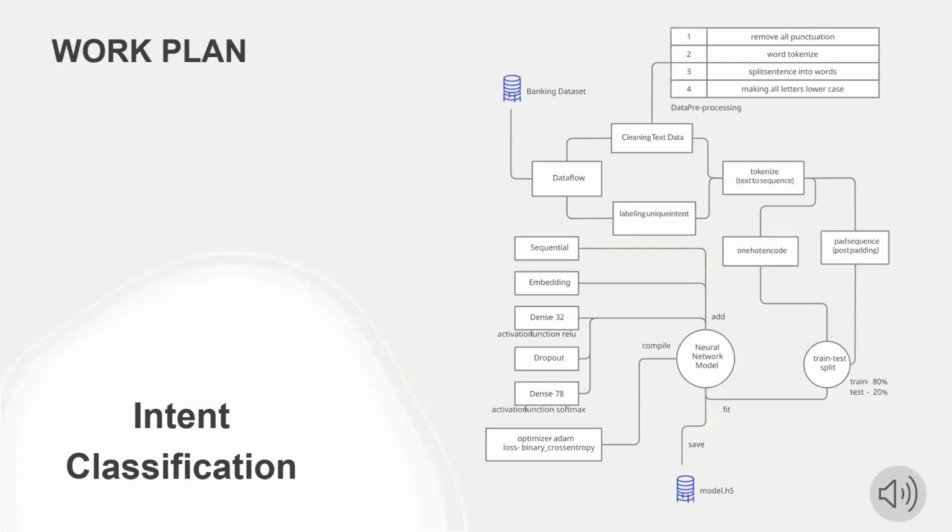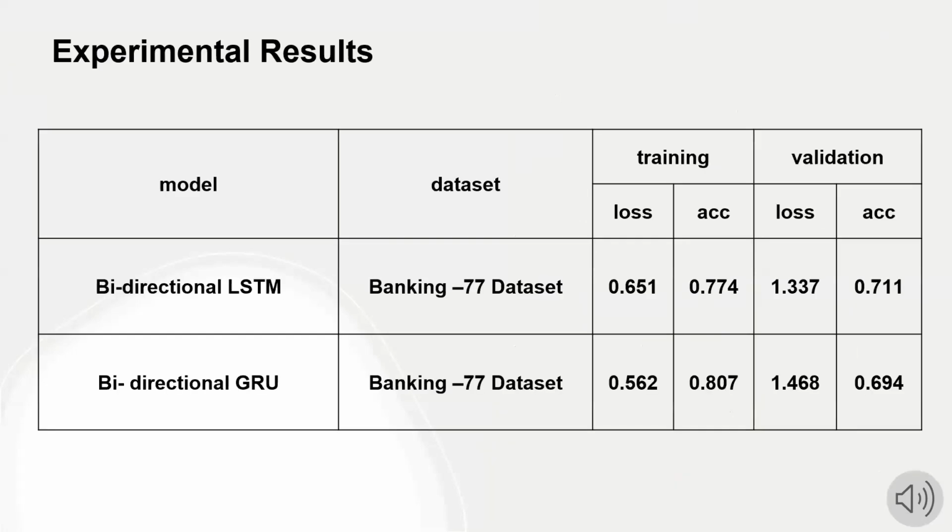Here we have used a banking dataset which had different categories of banking-related problems. Here also we have followed the same method: cleaning the dataset, tokenizing it, going through one-hot encoder, training and testing, and then finally feeding into the neural network model. We have also used bidirectional LSTM and GRU here. If we go to our experimental results, we will see that bidirectional LSTM outperforms bidirectional GRU, with 0.774 in training and 0.71 in validation.